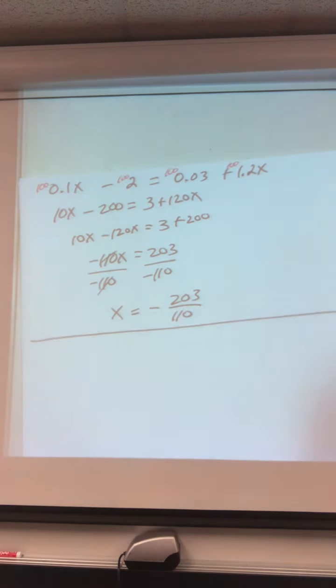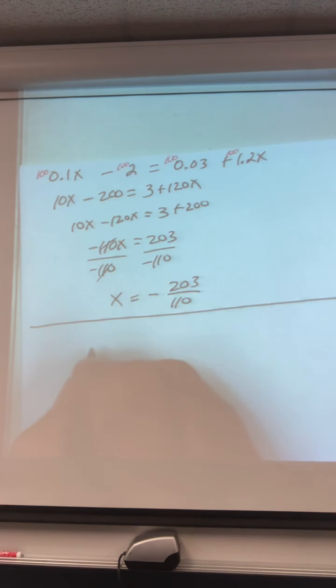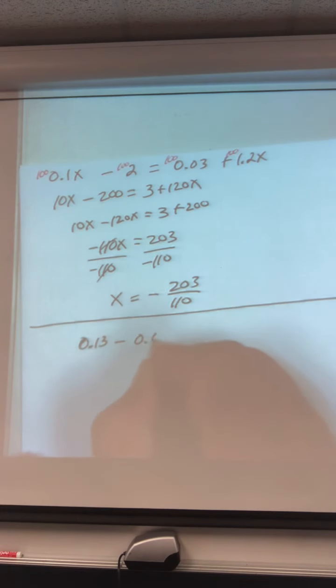Okay, let's do one more example to finally close this section out. I know you will be glad that we're finished with this section.